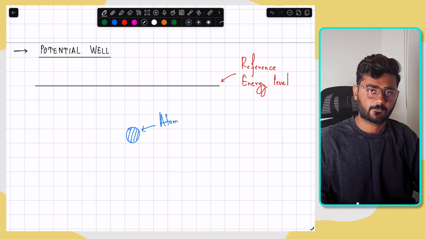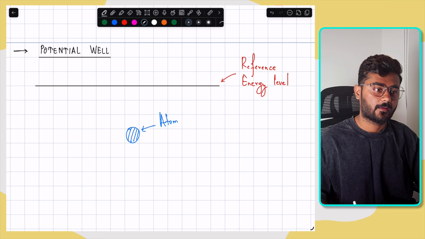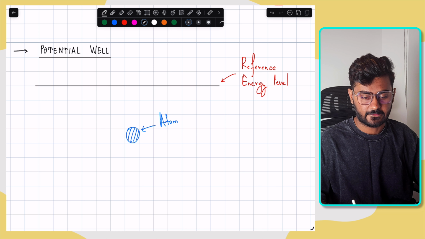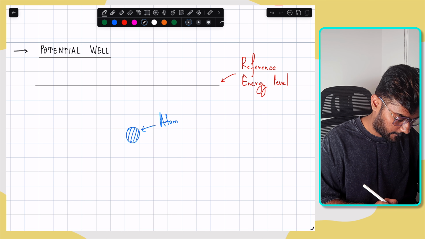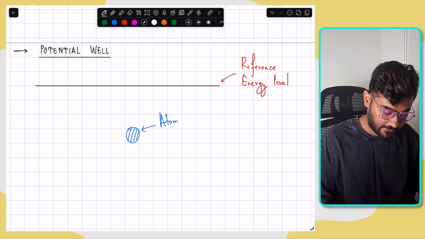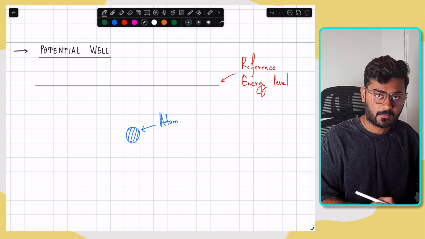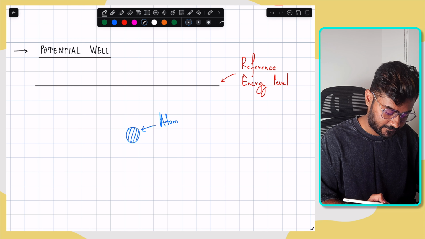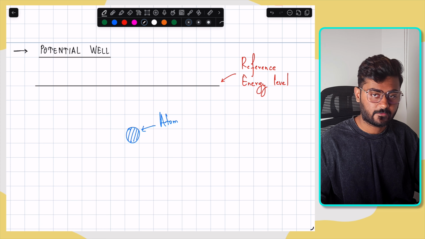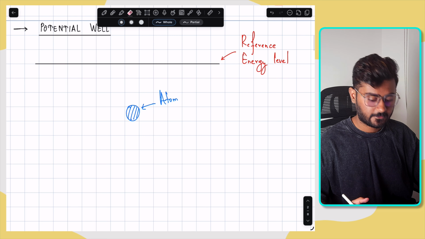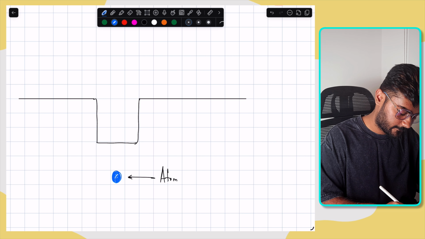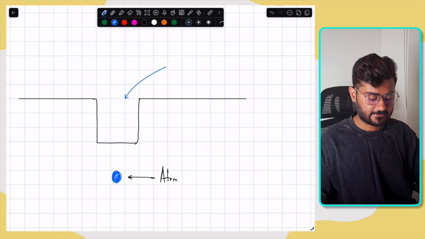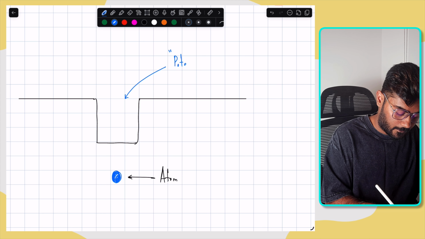So let's get started. Let's start things simple. Let's look at a reference potential energy and see how the profile of this energy level changes as we have an atom close to it. Suppose the reference potential energy looks something like this, like a straight line. Now we have an atom that comes close to this reference energy. So the question is, what happens to this energy profile? If we look at the energy profile, it looks something like this. There's a dip in this potential energy level, and that's why this dip is commonly called a potential well.